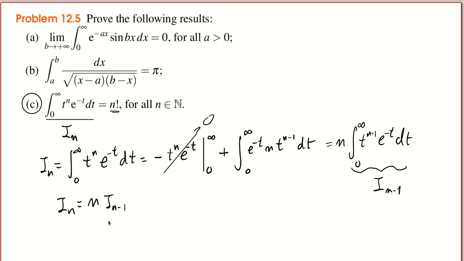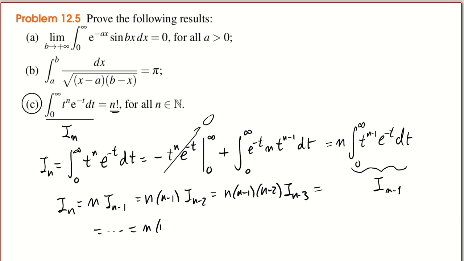Well, it's clear that we can repeat this argument over and over. So that would be n times (n-1) I_(n-2), n times (n-1) times (n-2) I_(n-3), and so on. So what we have at the end is n (n-1)(n-2) etc. down to 1, times I_0. Okay, you see? The factor you're multiplying here and the index are related. This is 1 unit more than this one. So once you get here to 1, what you have here is 0. And that is n factorial times I_0.